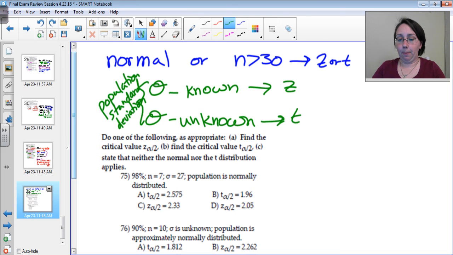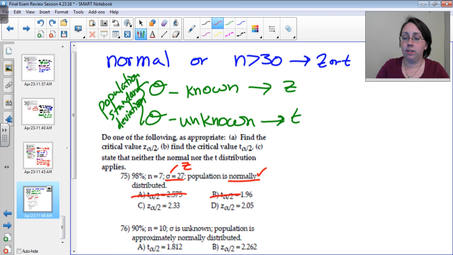All right, so that's the rules. Now, in 75, do we have normal or n greater than 30? Yes. Which one? Normal. So, who do you use? We have to check the next step. Standard deviation is known. Specifically, sigma is known. So normal, you can look for sigma. Once you have sigma, you know that you need to use Z. So immediately, cross out the ones that can't be. You now have a 50-50 shot. How do you figure out which one?